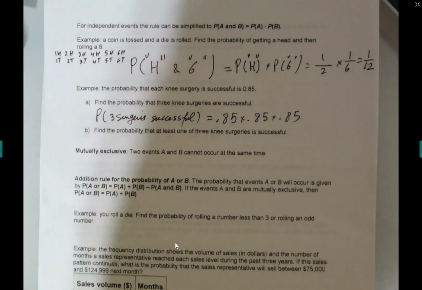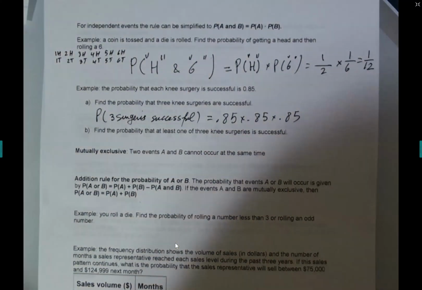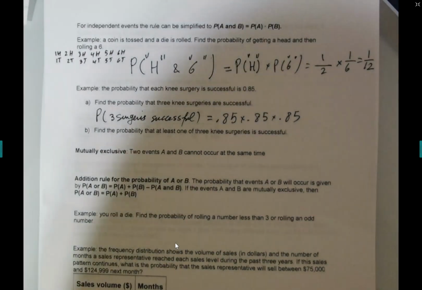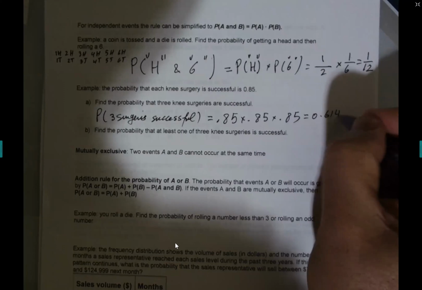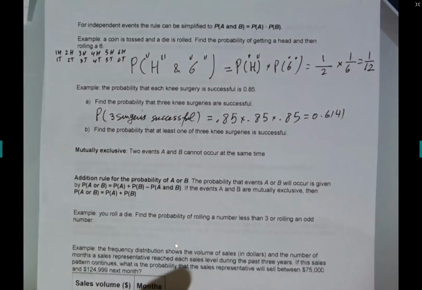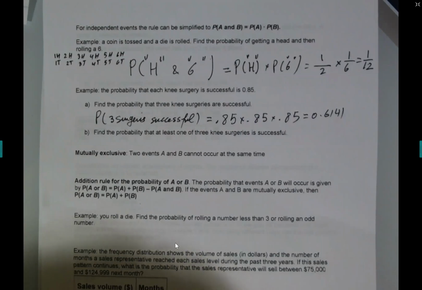Let's multiply it. 0.85 times 0.85 times 0.85. It's 0.6141, guys. So if you have this question on a test, guys, and I tell you 4 patients, what's the probability that all 4 surgeries are successful? You do 0.85 times 0.85 times 0.85 times 0.85.